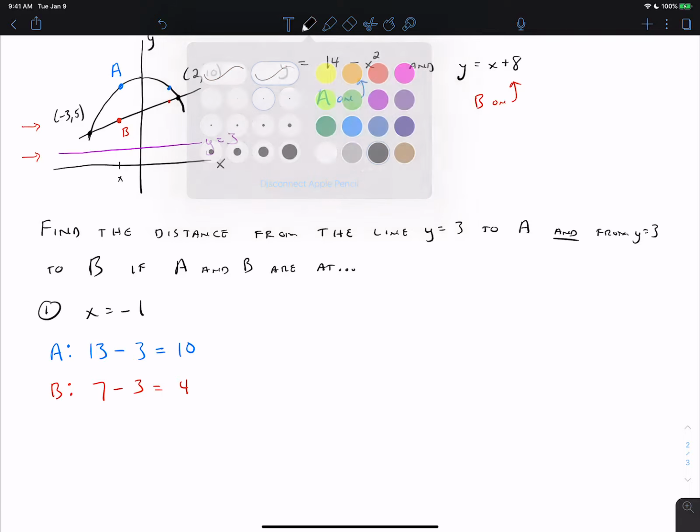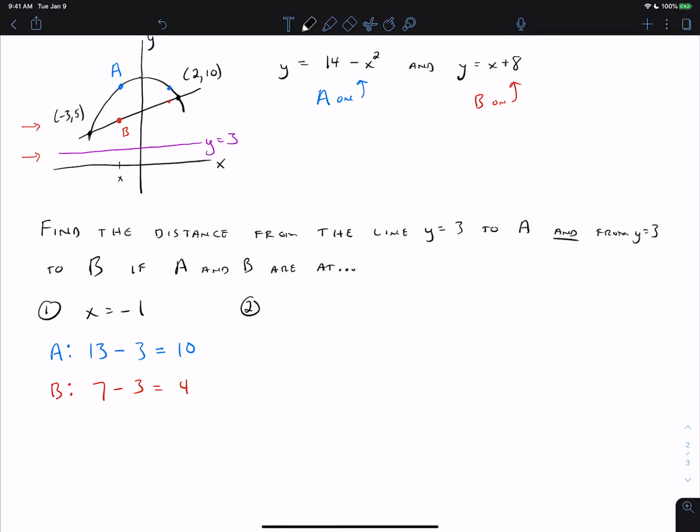Okay, so now I'd like you to try a couple more. The same thing, the distance from the line y equals 3 to A and the line y equals 3 to B. If A and B are at, let's say first, x equals 1. Number 3 is at x equals, let's do something weird again, like pi over radical 10. And number 4 is at any x in the interval negative 3, 2, so in the intersection, or the overlap of the region. Okay, pause the video, try those problems, and check with me in a few minutes.